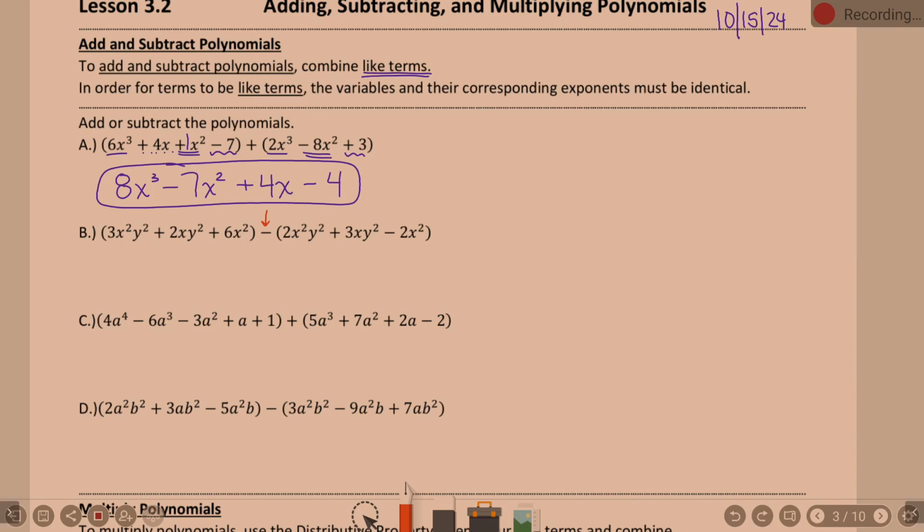So what do you see in the way of like terms to begin with? 3x squared y squared. We have x squared y squared. 3x squared y squared goes with 2x squared y squared, and we get what?